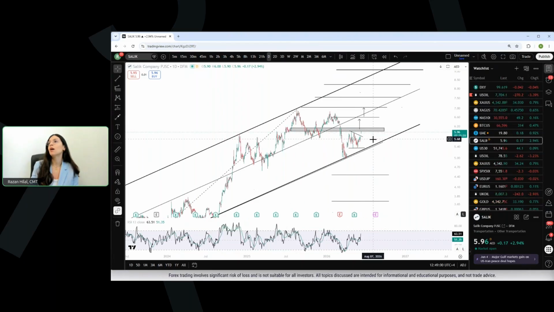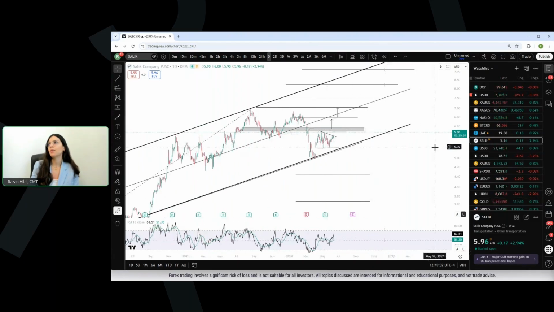But so far, we're still on a bullish hold in line with the UAE MSCI and the US indices so far.